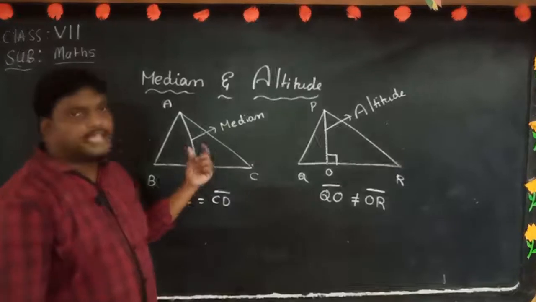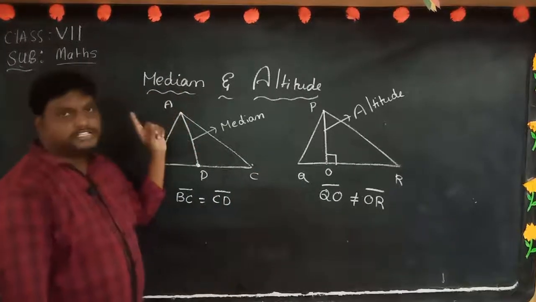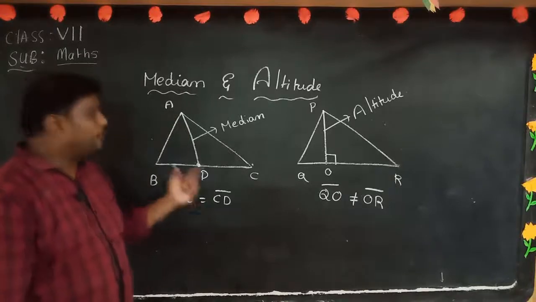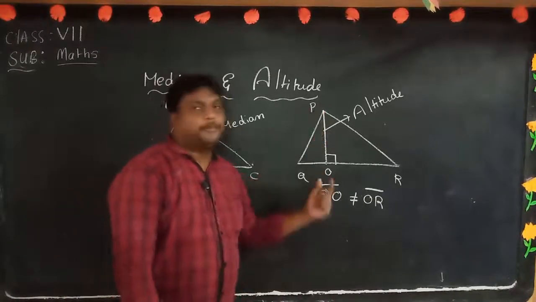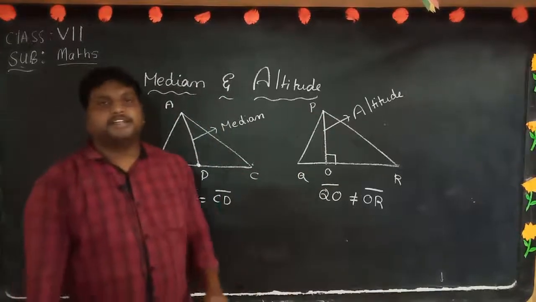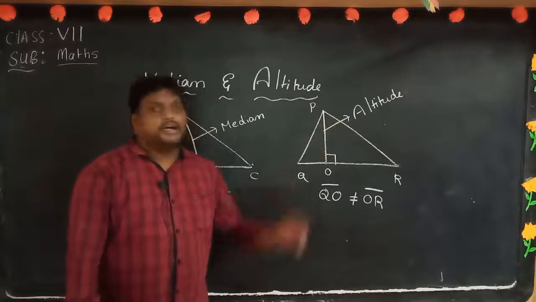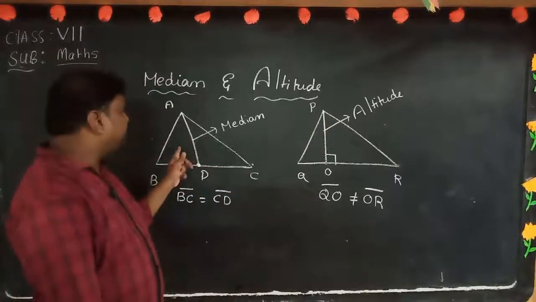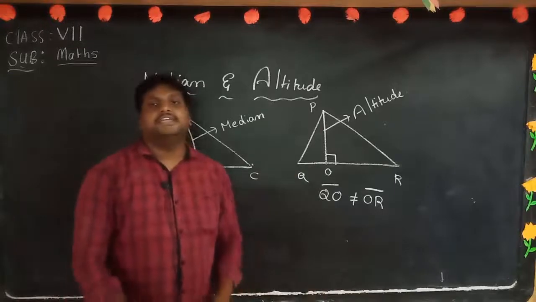Then a triangle has a median and altitude. The median is the line segment drawn from one vertex to the middle point of the opposite side. From one vertex to the opposite side, the exactly perpendicular line we can draw is called the altitude. One triangle has three medians, and at the same time it has three altitudes.